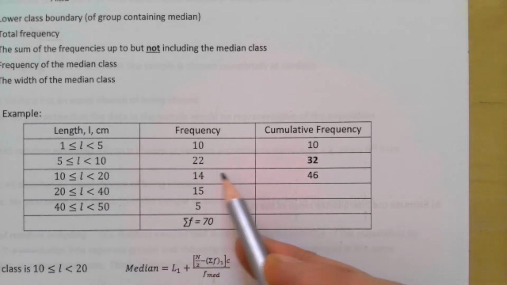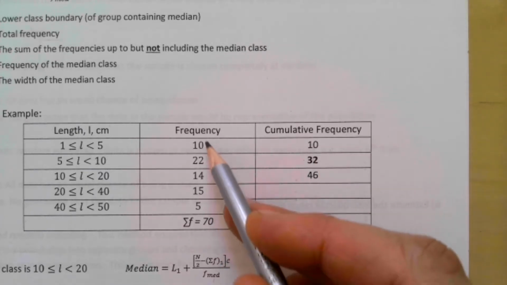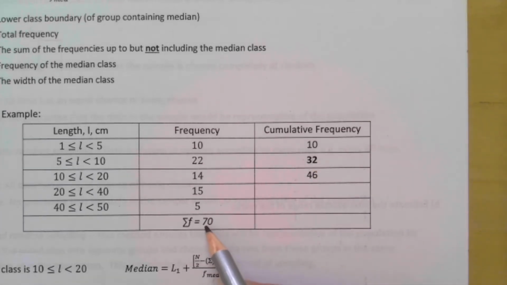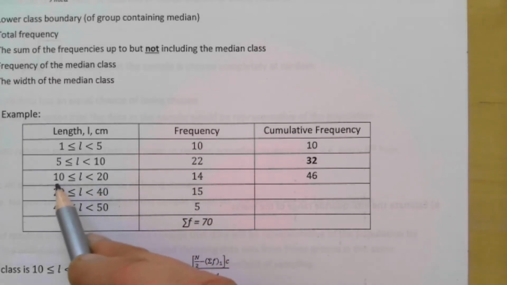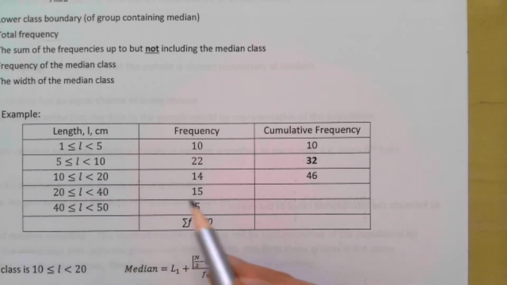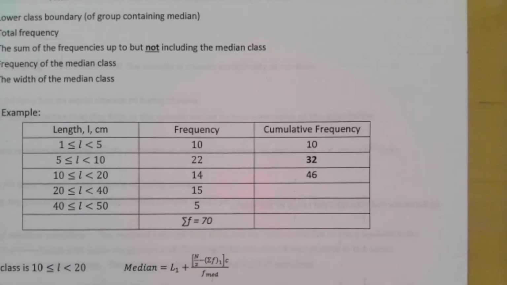And effectively we want 3/14 of the way into this group. That's what you're trying to get your head around, because 32 up to here, and then we need another 3 to get to 35, because that's half of the 70. And so that's 3/14 of the way through the 10 to 20 group. So we find 3/14 of the way through the 10 to 20 group, and that's what works it out for us.